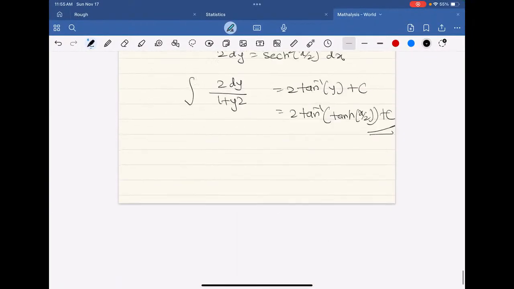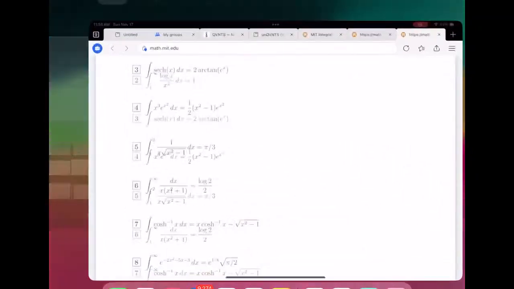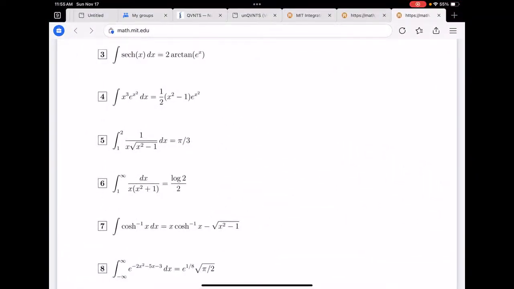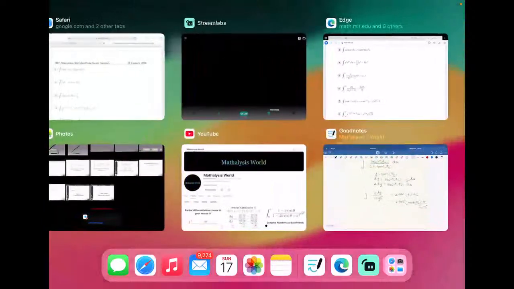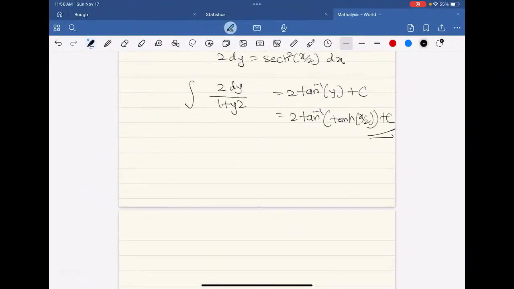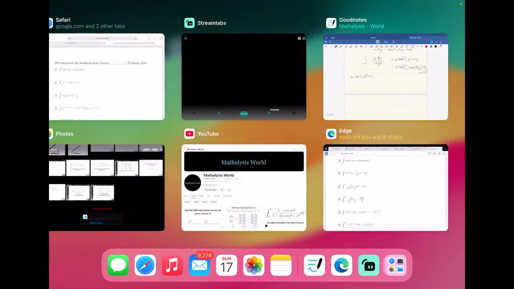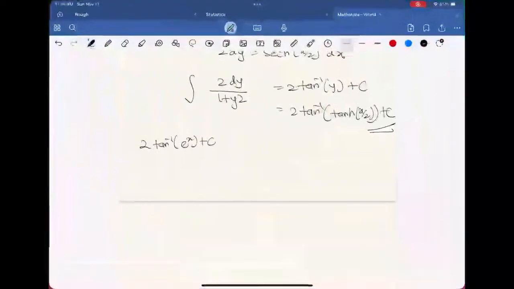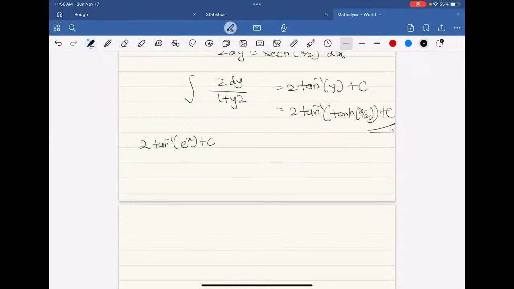Now let's see what's given over here. What's our solution from the MIT integration bee? Okay, here it's given 2 tan inverse of e to the power x, right? So let's try to take it to that thing. Let's try to make it the same. So their solution is 2 tan inverse e to the power x plus c, right? 2 tan inverse e to the power x plus c. Okay, now let's try to take it to that form. For that, let's try to modify this answer that we have got.